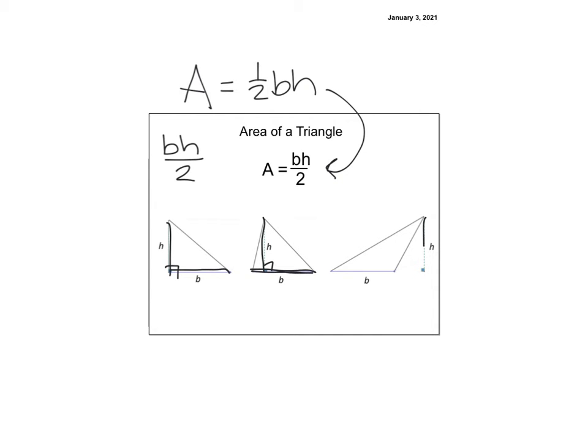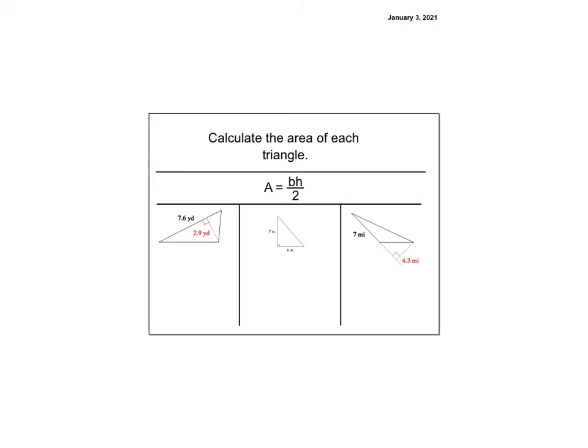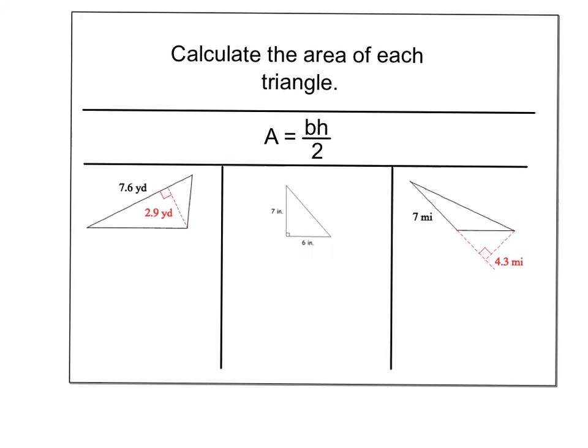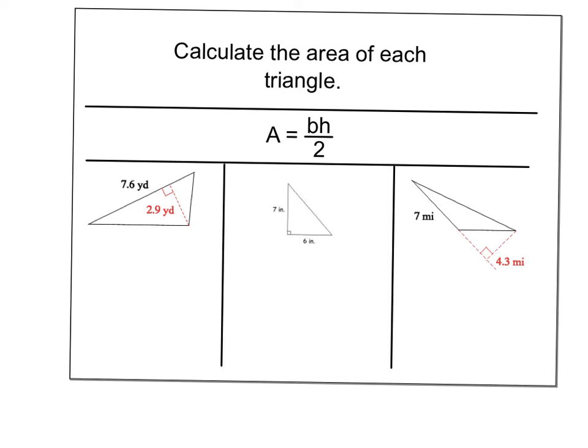And here the same thing, we have our height on the outside, so the line that it would drop down to would be this base here. All right, so again, we're going to calculate the area for each of these triangles. And I tried to give a few different examples of ways you're going to see visually the base and height. So here we have our height from this vertex down at a right angle to the other side to our base. So our height is 2.9 and our base is 7.6.